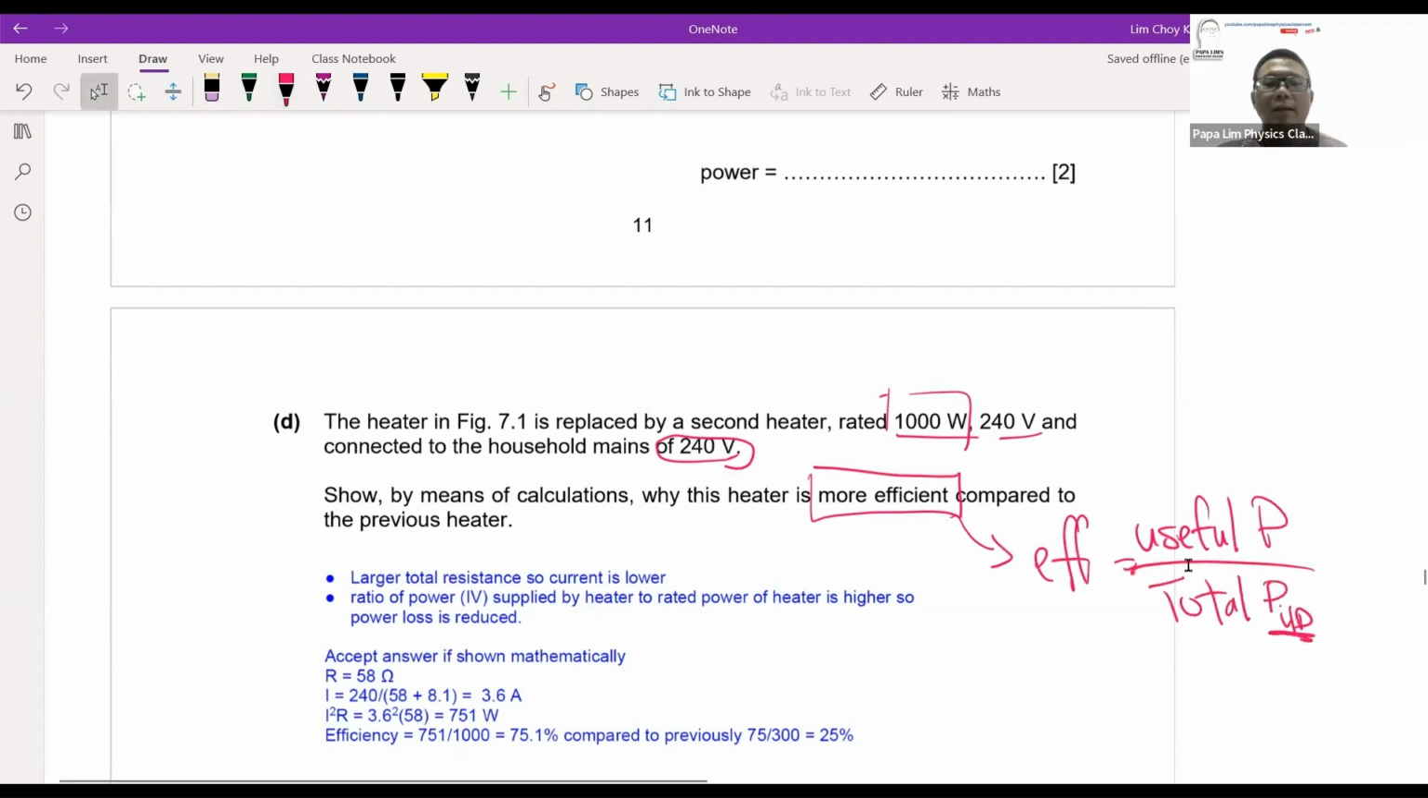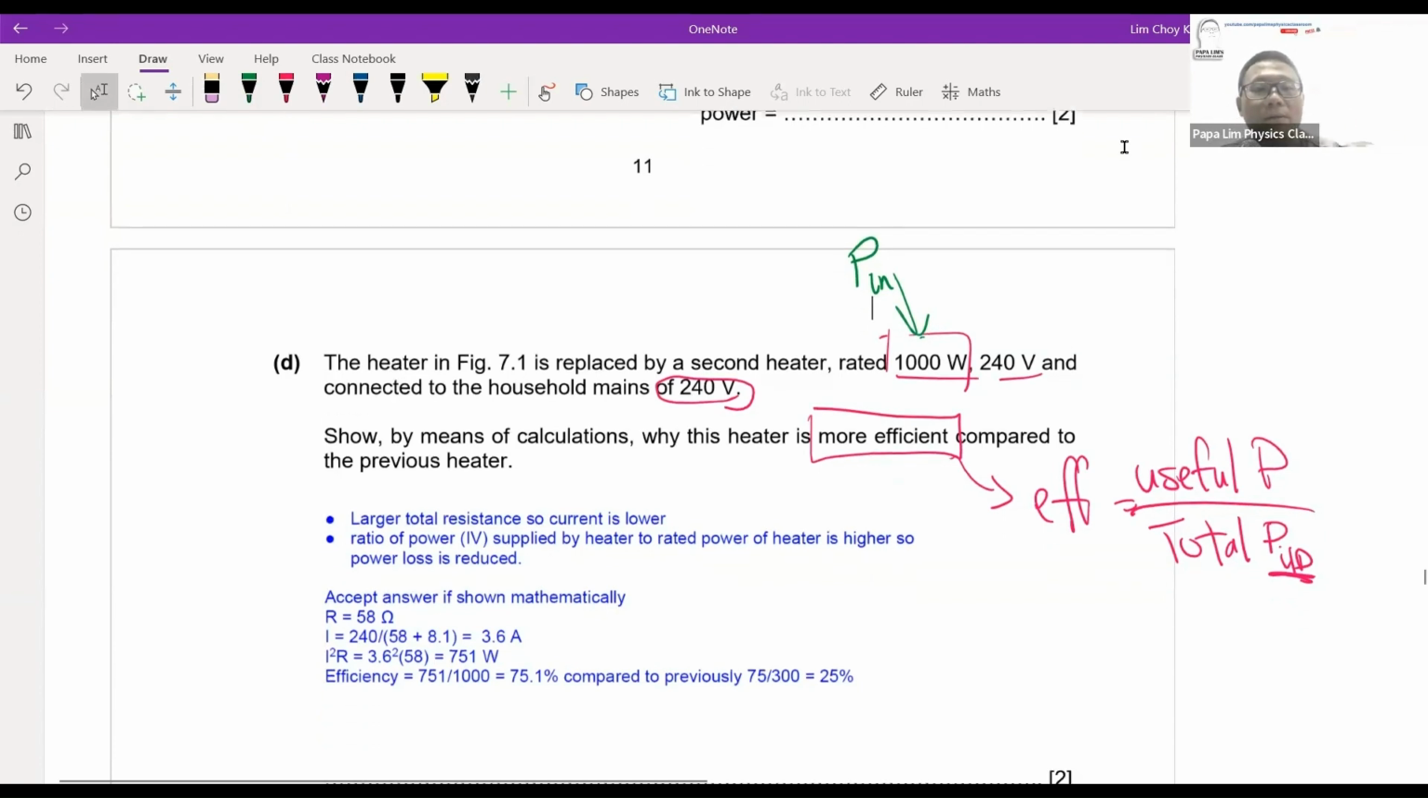Now for the second heater we are looking at the power input of 1000 watts. This is the power input of the second heater. So with 1000 watts input, I will need to know the useful power first. So what we do is we need to repeat what we did in parts A, B, and C again. So in part A, we look at the resistance in the cable and the resistance in the heater. So that's the same as before.